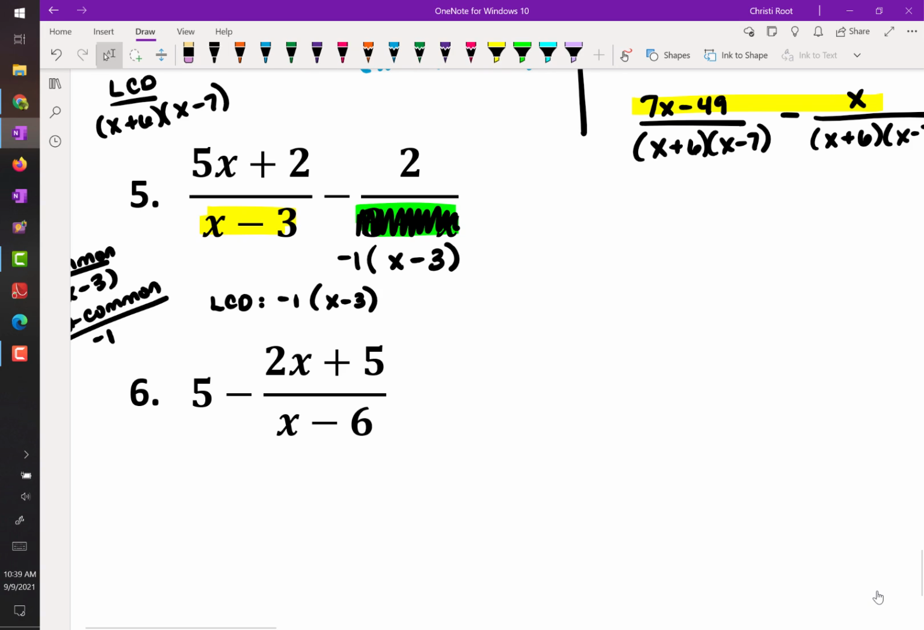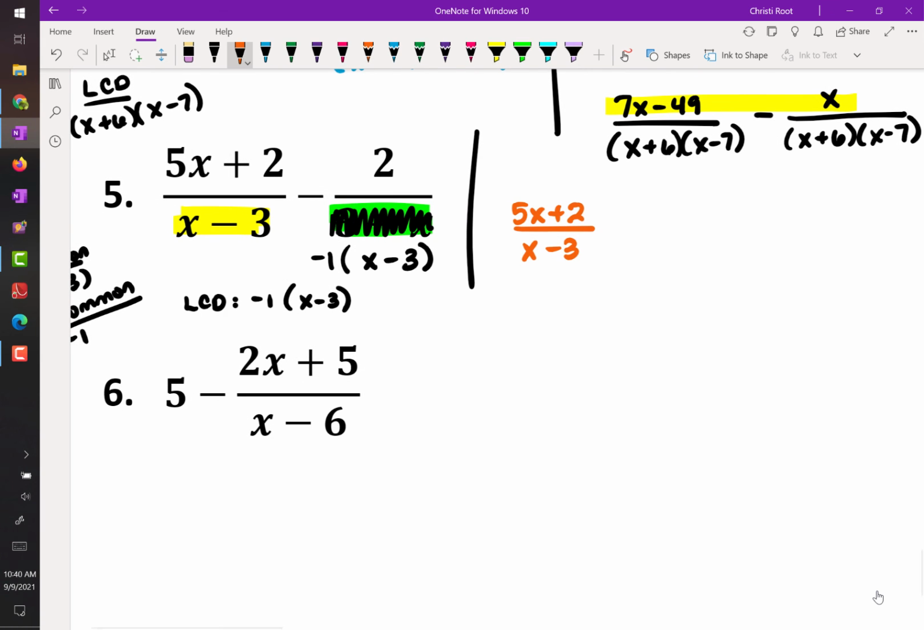Okay, so let's talk about equivalent fractions. What do I need to change? The second one already has the appropriate denominator, so I just need to modify the first one. So I'm going to write down 5x plus 2 over x minus 3, and I want it to just have a -1, right? So I'm going to have to multiply the bottom by -1, and I have to multiply the top by -1.